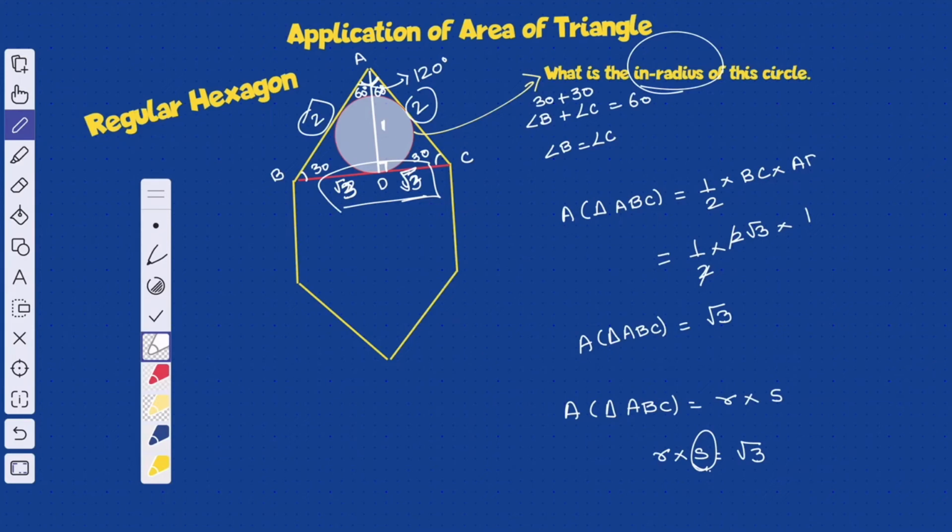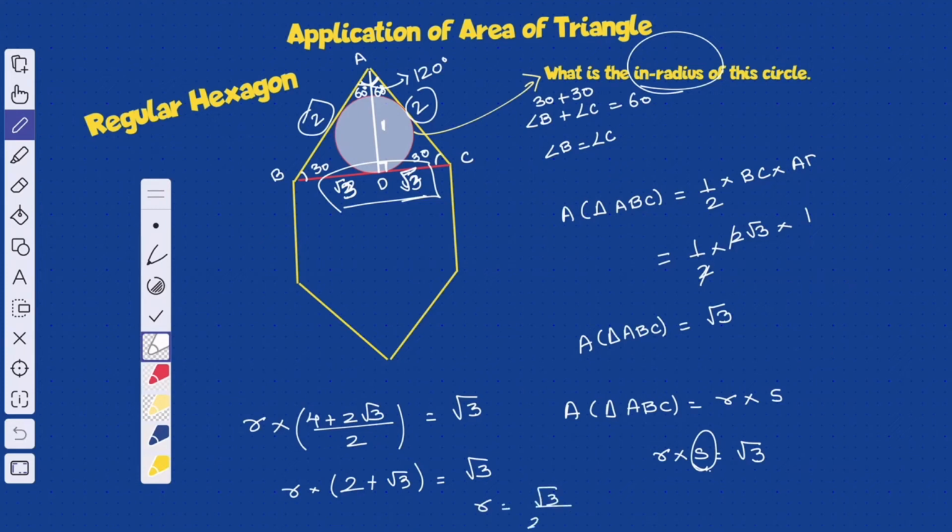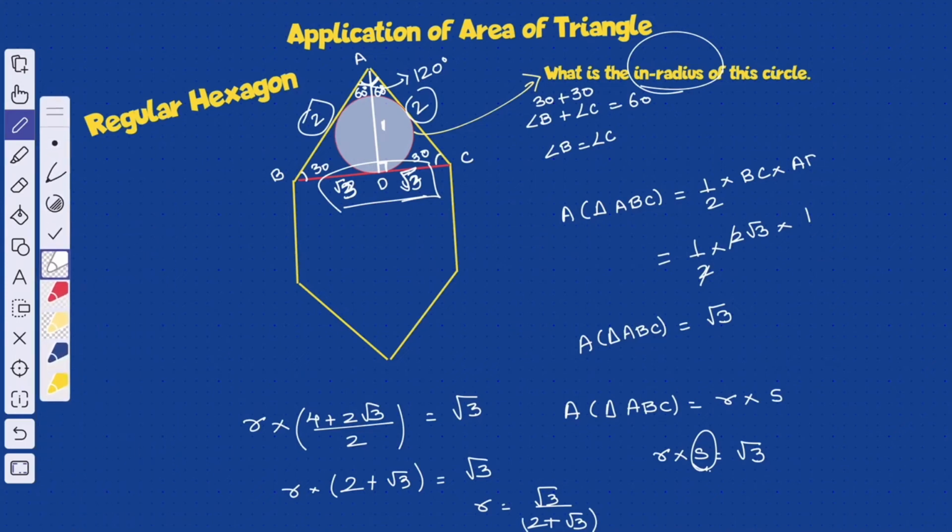So let's go for this. I'll write this as R into S. S will be equal to the sum, 2 plus 2 is 4, 4 plus 2 root 3, divided by 2. That will be my S, which equals root 3. Now take the 2 out. What will be remaining then? 2 plus root 3. 2 plus root 3 into R is equal to root 3. So R is equal to root 3 upon 2 plus root 3. That's it, and that is the final answer to your question.